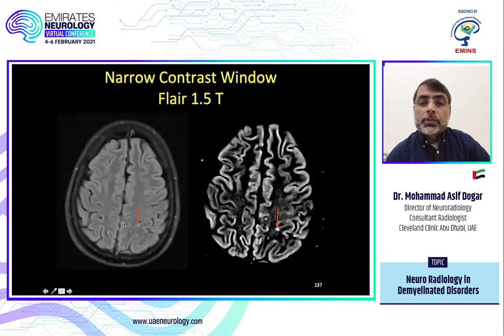But if you don't have this sequence, you can do this. This is a normal FLAIR image, no 3D, on a 1.5 Tesla. There's a lesion here, it's very hard to see. So whenever in doubt, make your window narrow, contrast like this, you can see how these lesions stand out. And then there is another smaller lesion here. It is very hard to see on this one.